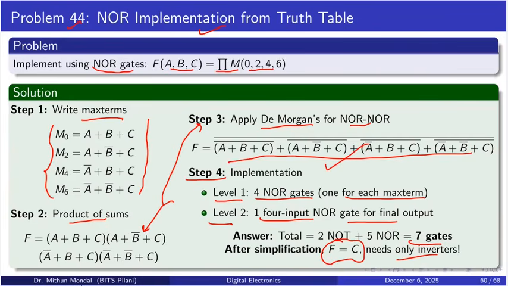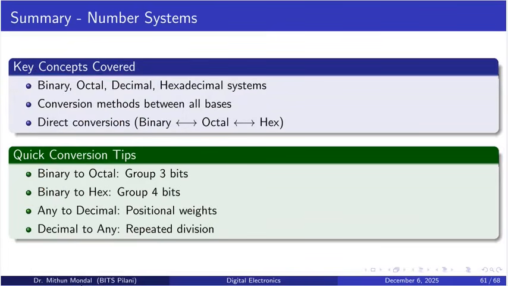So this simplification you can do it. We have completed all the tutorials. Now we will summarize what we have learned. So the first part we have learned on the number system. The key concept that we have covered is basically the binary, octal, decimal and hexadecimal system.